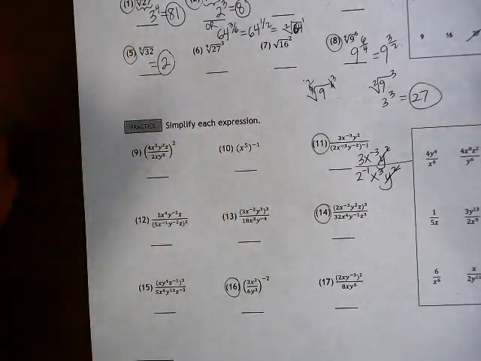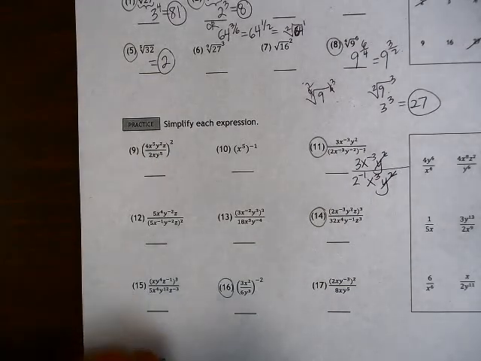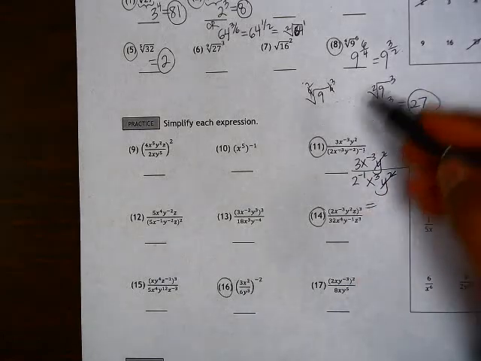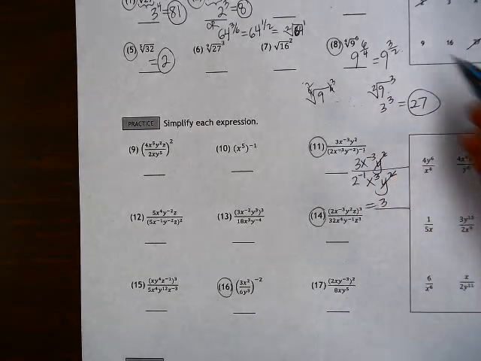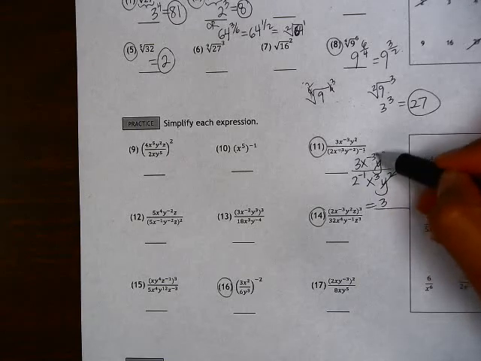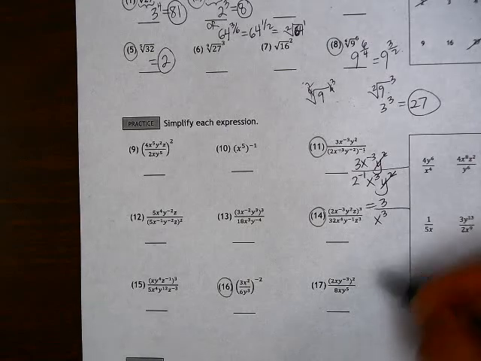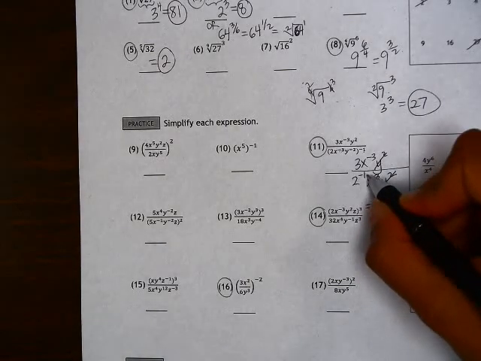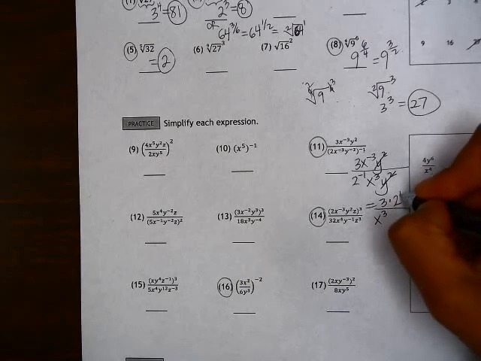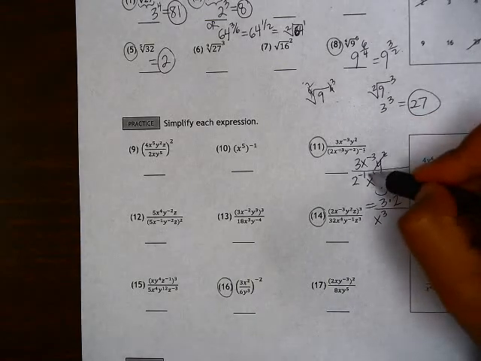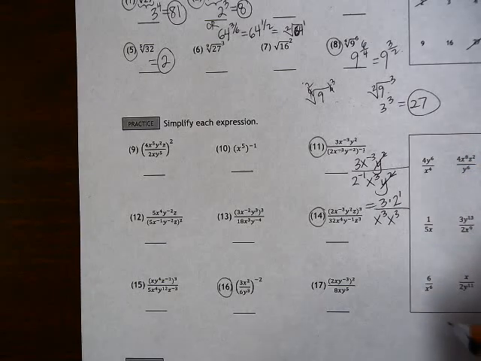And then to get rid of negative exponents, we're just going to move the expression and make the exponent positive. The 3 doesn't have a negative exponent, so that's going to stay. The x to the negative 3, we're going to move it to the bottom and make it a positive 3. 2 to the negative 1, that does have a negative exponent, so I'm going to move it to the top and make it a positive 1. And the x cubed doesn't have a negative exponent, so that's going to stay where it is.